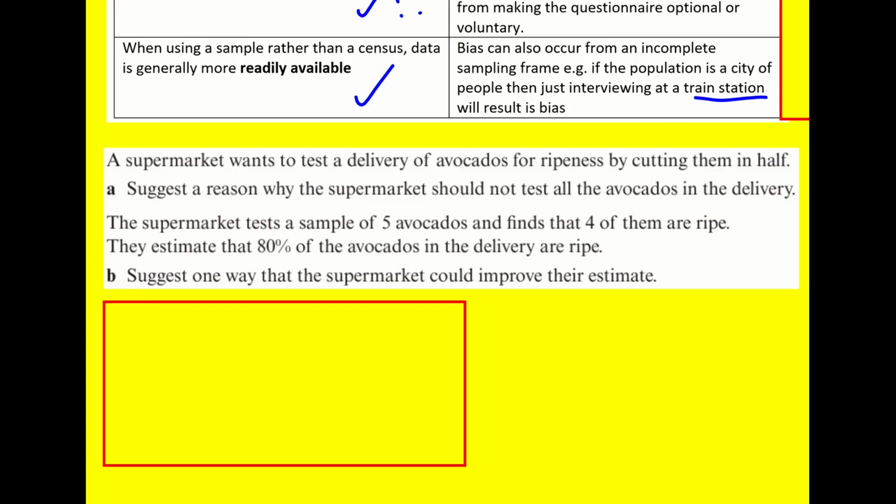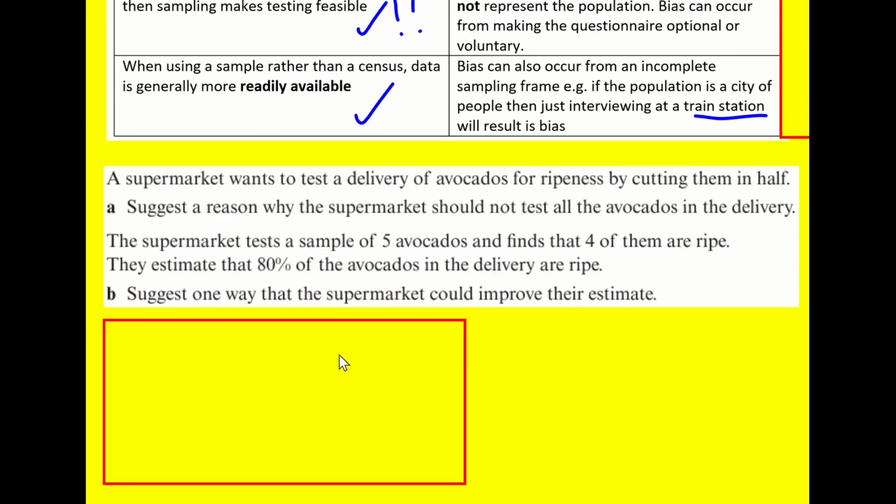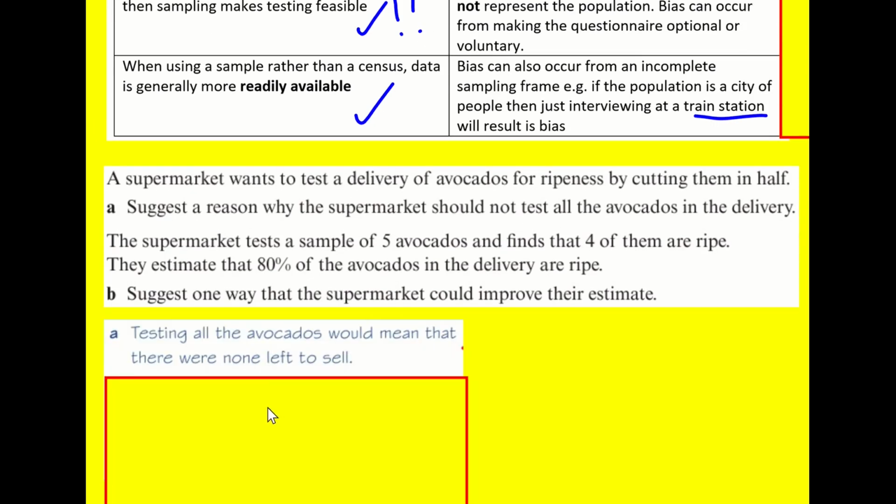Let's take a look at an example then. This is the sort of thing you might be asked. A supermarket wants to test avocados in a delivery for ripeness by cutting them in half. Suggest a reason why the supermarket should not test all the avocados in the delivery. Okay, pause the video, have a think about that one. Testing all of them means we wouldn't be able to sell them. You don't tend to see half an avocado being sold, and there's a reason for that: they're going to go off much quicker.